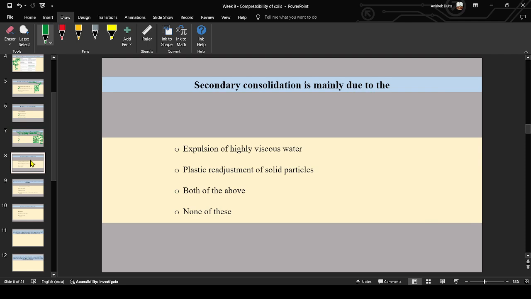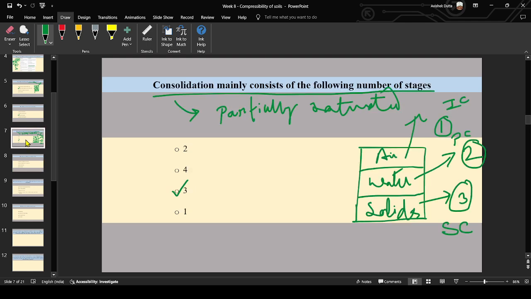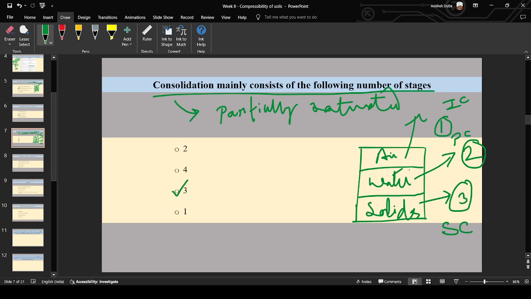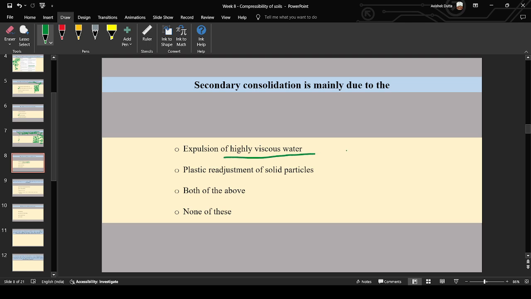Yes, secondary consolidation is mainly due to. So what happens is, in the previous question I have drawn the diagram. This is the third stage, called secondary consolidation. When the water in the voids has got expelled out in stage 2, primary consolidation, there is some highly viscous water present along the surface of the soil particles, which is extremely difficult to expel. So when the loading stays and continues for a long period of time, this highly viscous water between the soil particles starts getting expelled out.